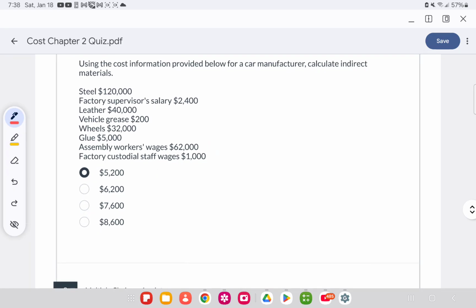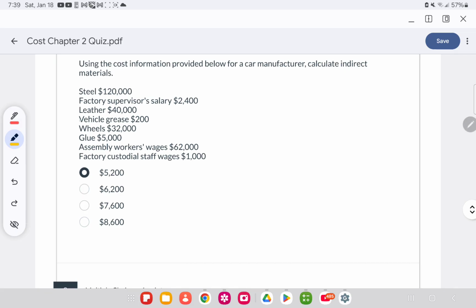All right, this one wants you to look for all of the indirect materials. So this one should be fun. All right, so indirect materials, steel, that would be direct. The factory supervisor's salary, that would be an indirect labor. Interesting, right? Leather, that would be a direct material.